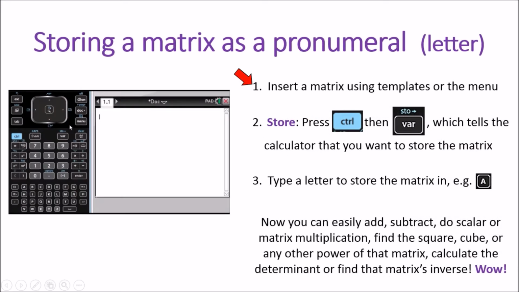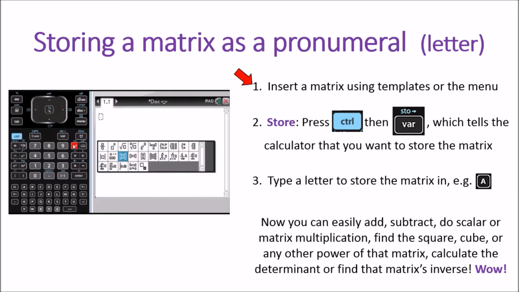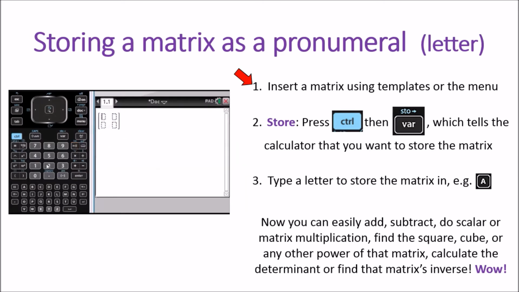Now let's say we want to store our matrix as a pronumeral, or in other words, store it as a letter. First we need to insert a matrix using either the templates or the menu. So my preferred method is using the Maths Templates button, so I'll just insert a 2x2. I'll just put in some elements here.